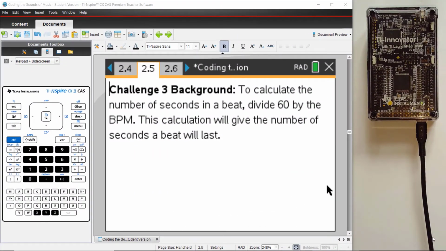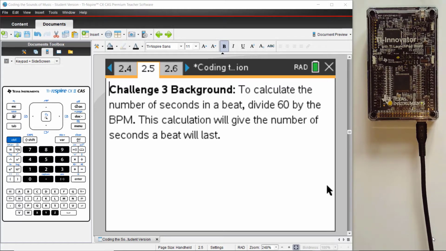In the last activity, we learned that a metronome is used by musicians to keep the beat of a piece of music. This beat is called tempo, and tempo is measured in beats per minute. We said that a tempo with 120 beats per minute means that you would tap your foot 120 times in 1 minute to keep the beat.